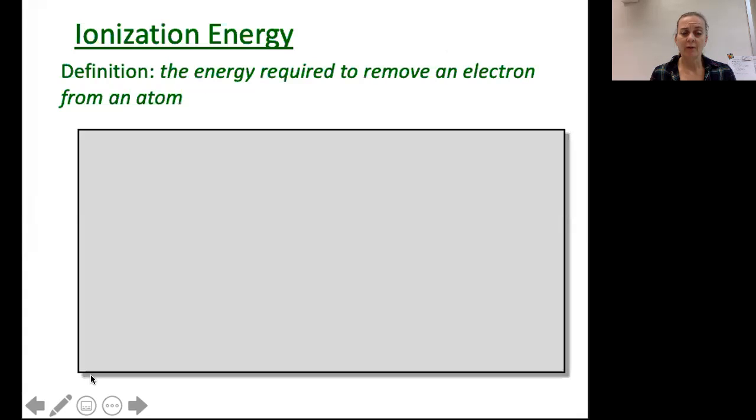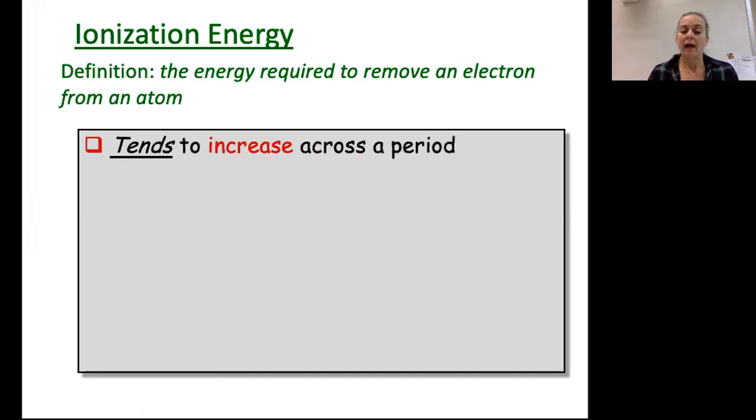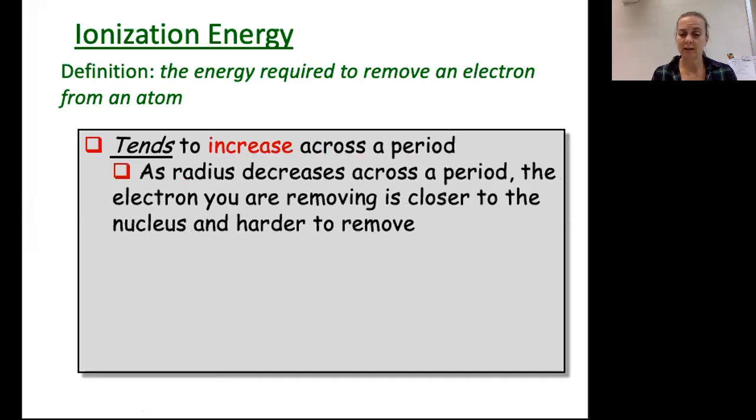So our next property that we're going to define is ionization energy. This is defined as the energy that's required to remove an electron from an atom. So we're talking about how much energy it takes to pull an electron off. As you might imagine, as we go across a period, because the effective nuclear charge, because the number of protons in the nucleus is increasing, the electrons are closer and they're seeing a higher charge, so they're harder to remove. So as radius decreases, ionization energy increases. As the number of protons increases, ionization energy also increases.